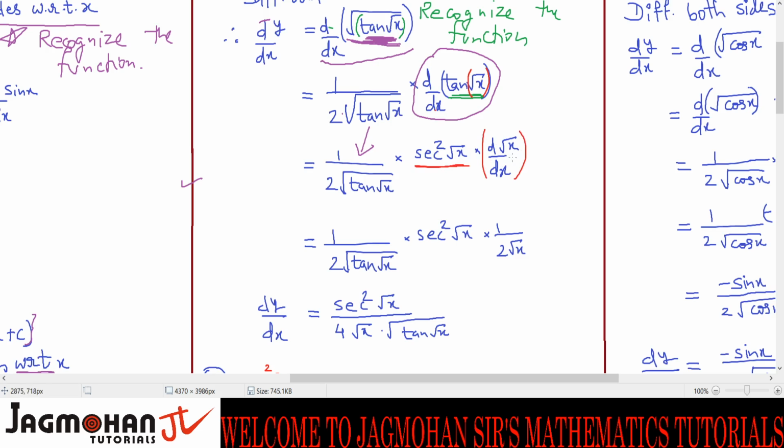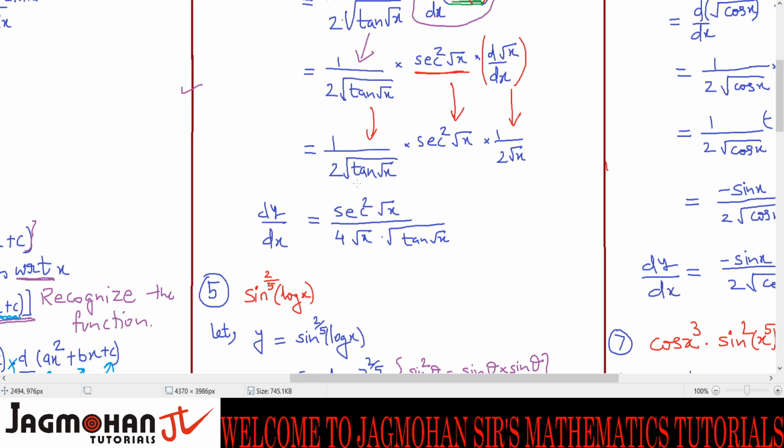Now here you have d by dx of root of x. What is d by dx of root of x? It is 1 upon 2 root of x. So this thing is copied as it is, and this is copied as it is, and then all are multiplied. The last step is only the simplification part.